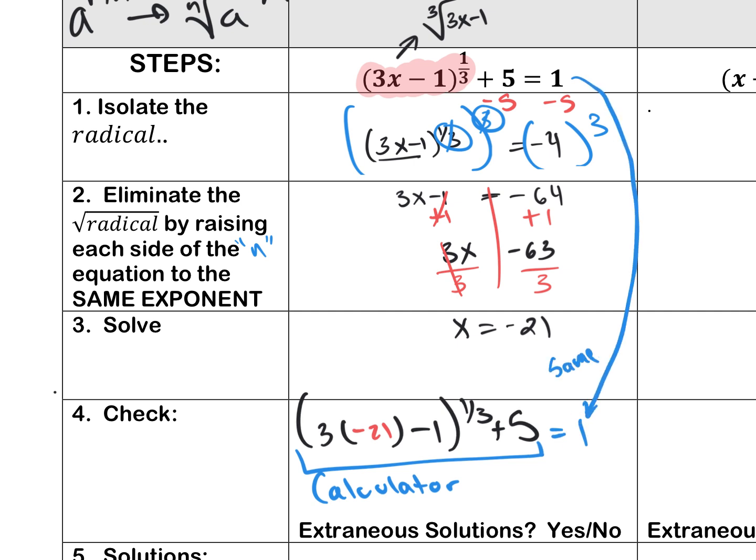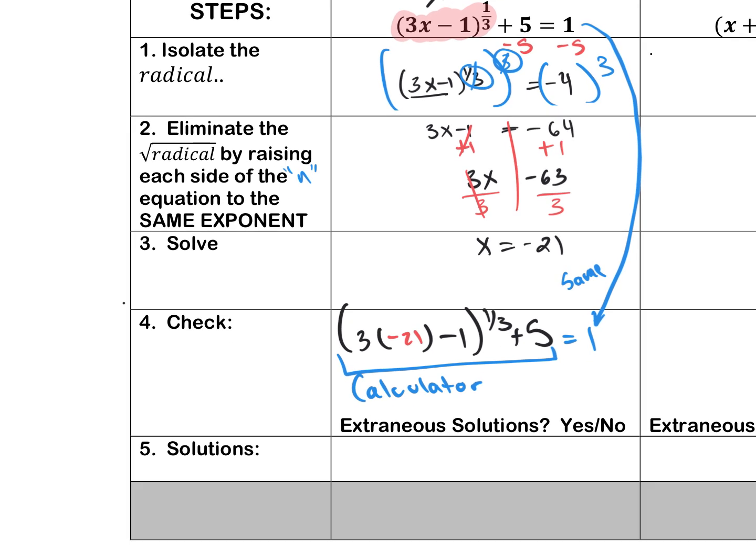I got this one from the calculator. I got this one from the original problem. Because they are the same, the answer is no. We do not have an extraneous solution for this problem, and my answer is x equals negative 21.